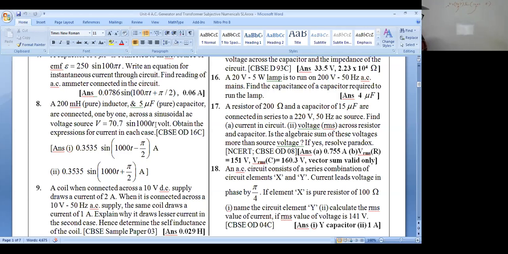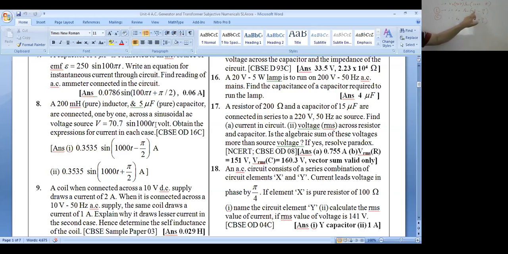The question is to obtain the expression of current in each case. If I write I equals I naught sin omega t, this is the expression when voltage is given like this, then current will be like this, with no phase difference. If you are taking inductance, then it will be minus 90, current lagging behind the voltage. In case of capacitance, you get plus 90. As we have seen, we have derived this mathematically also.